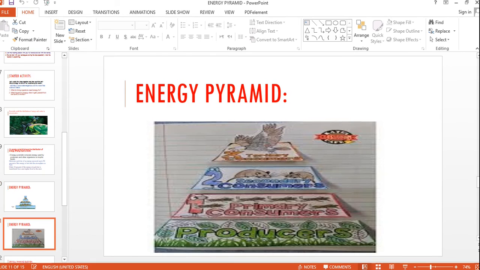So let me show you one more diagram. Now, over here, again, we have four trophic levels.